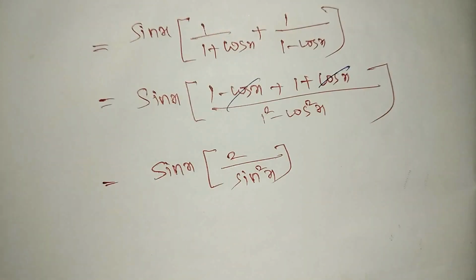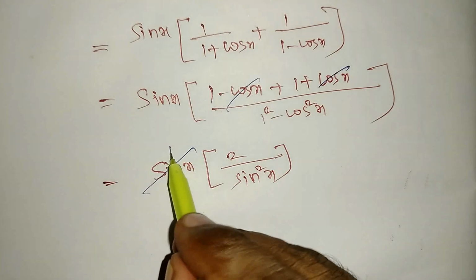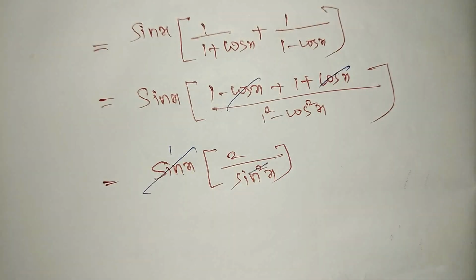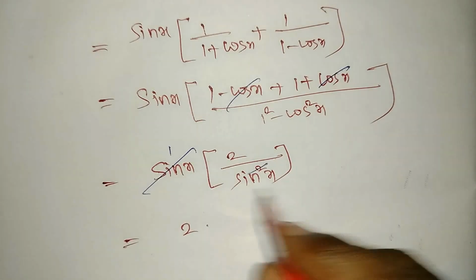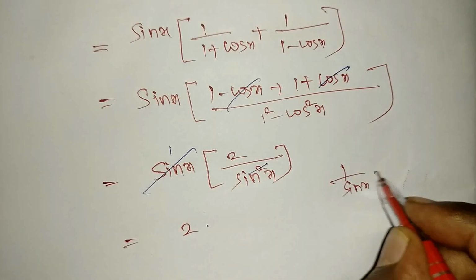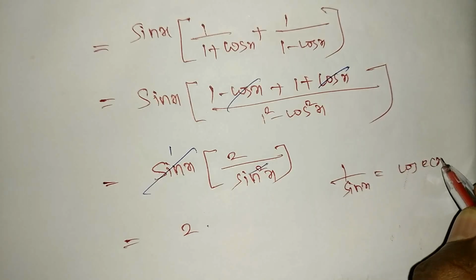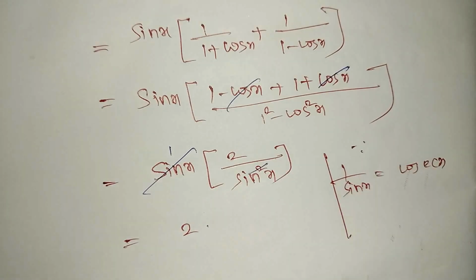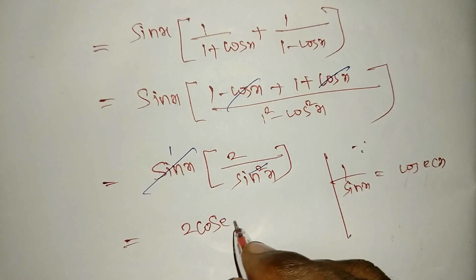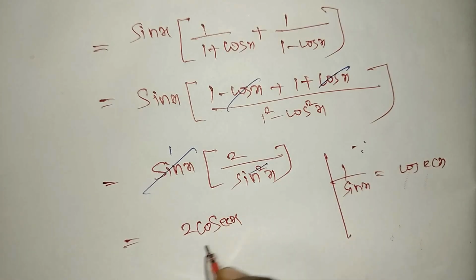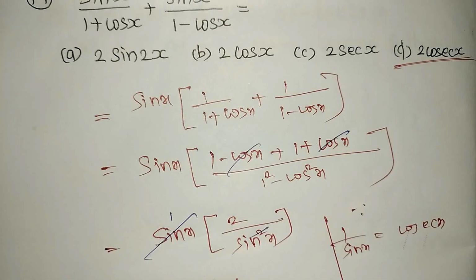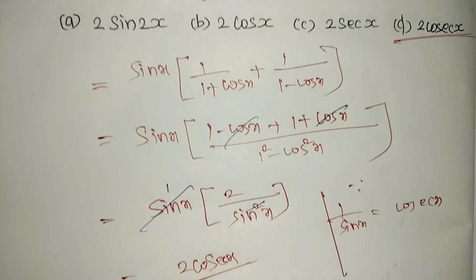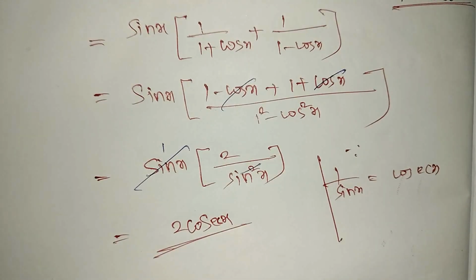Identity we are using here, okay. Now see this, 1 sin x and 1 sin x will be cancelled. So what do we have remaining? 2 divided by sin x. So 1 by sin x, we know very well, that is cosecant x. This is the reciprocal identity. So 2 cosecant x, we are getting the answer. So we have 2 cosecant x, option D. That is our required answer. Okay. So please make a note of this, and we'll go for the next question.